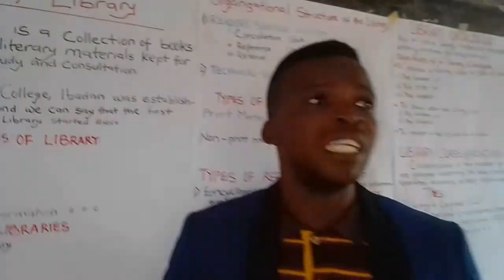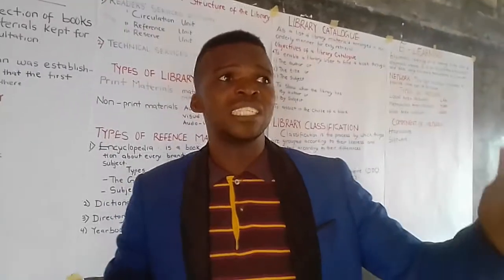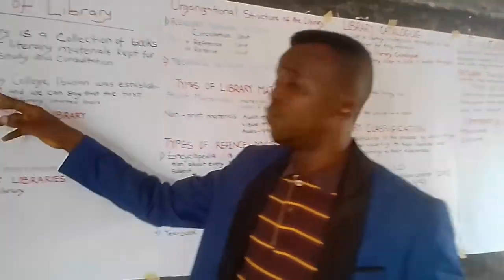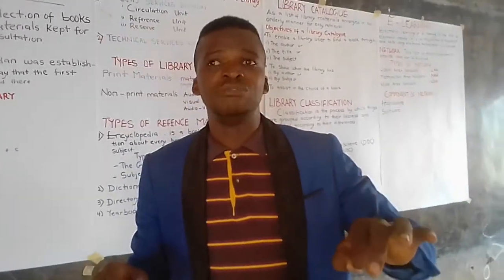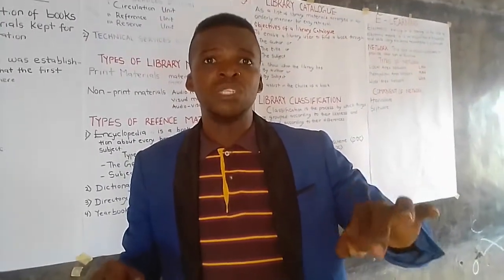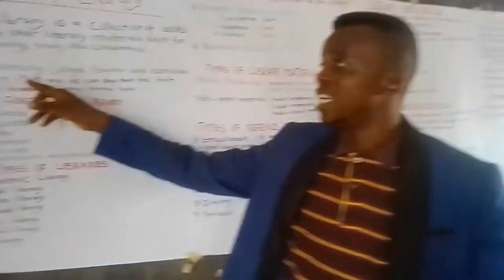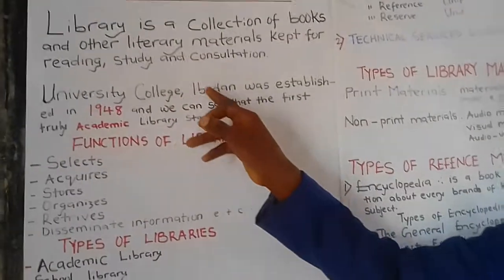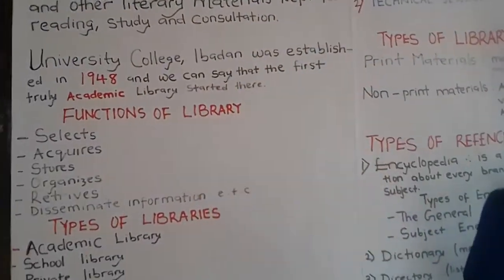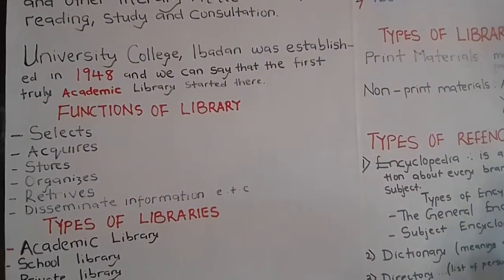Library was established as far back as 1948. The first academic library in Nigeria was established at the University of Ibadan in the year 1948. Then it was called University College Ibadan. That was where the first academic library was truly established.